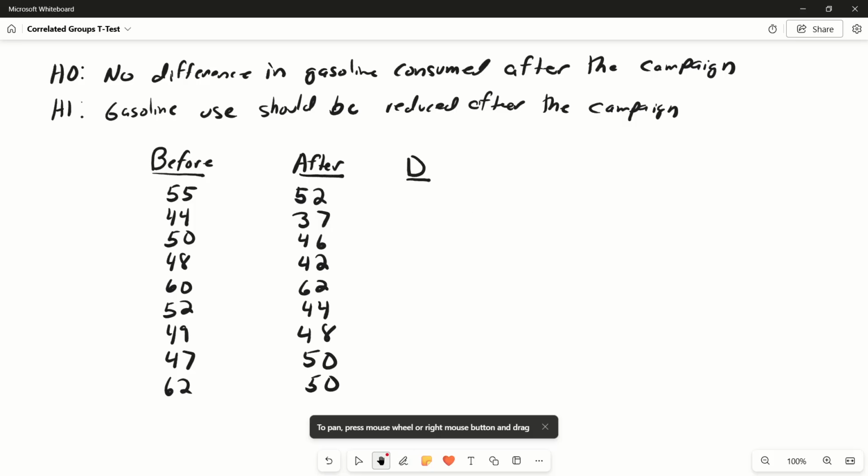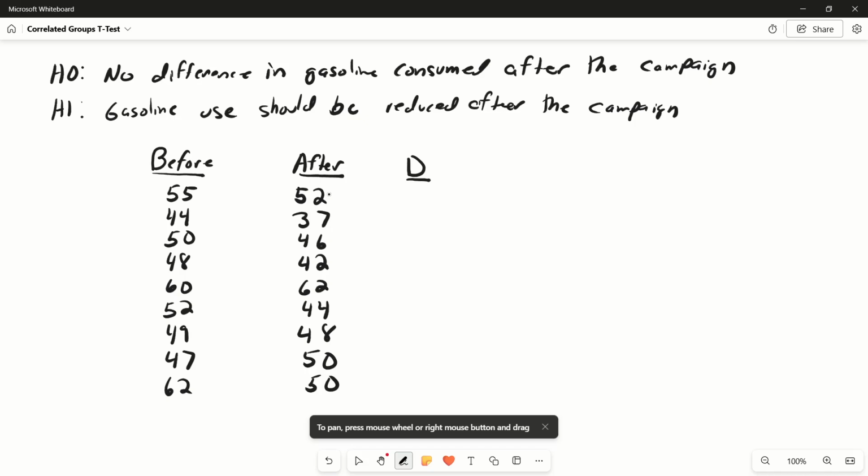So I'm going to call that D. And we're going to do before minus after. I like to keep it that way all the time so you don't get confused. You can do it after minus before, but you've got to keep everything consistent. So I'd rather always do before minus after so we know what direction we're looking in. Now, according to the alternative hypothesis, the research hypothesis, after should be lower than before. So we're hypothesizing that after is lower than before because that means that less gas was used. That's what we're looking for.